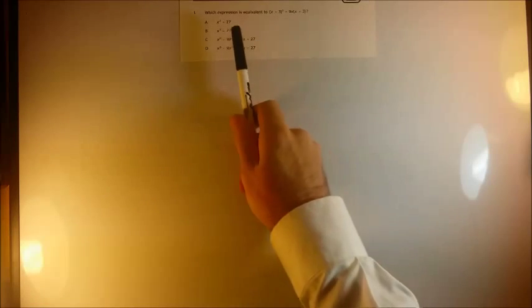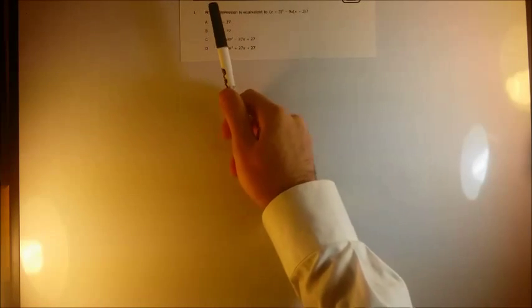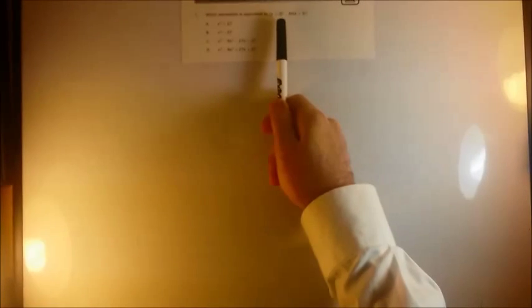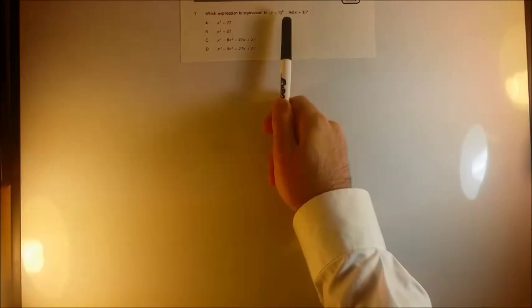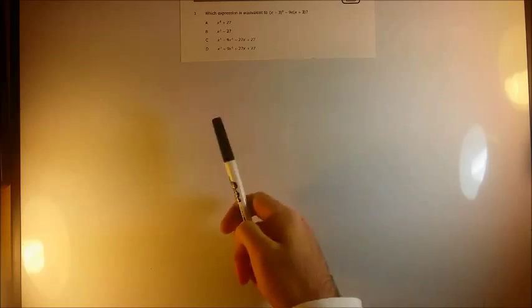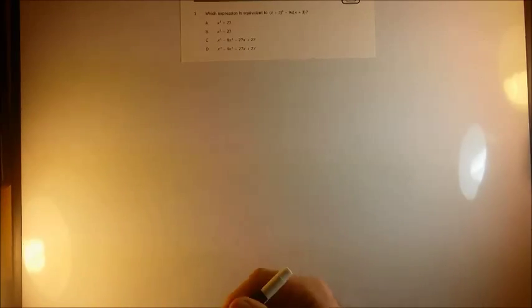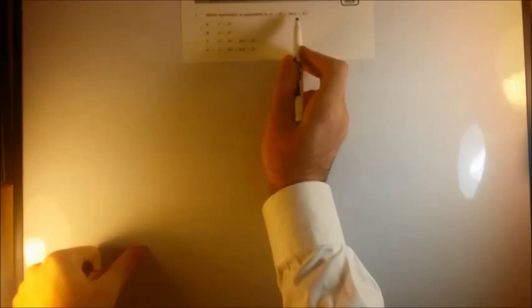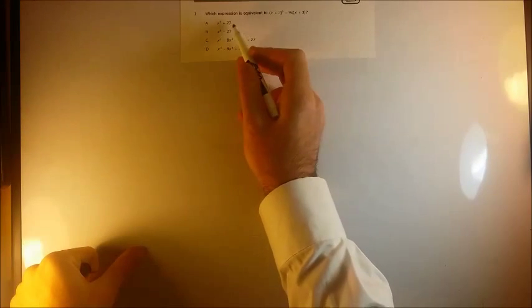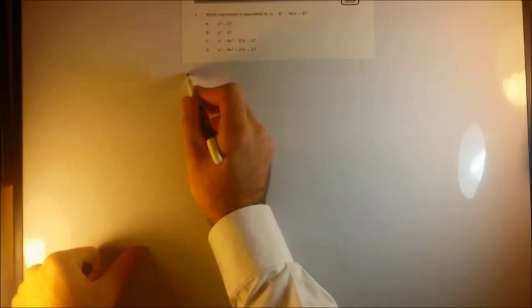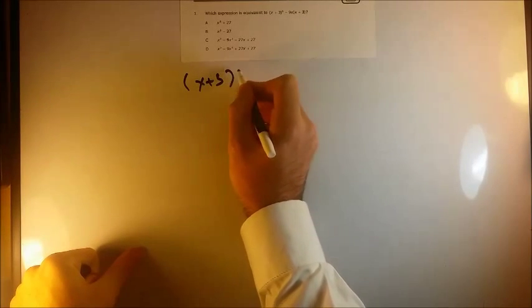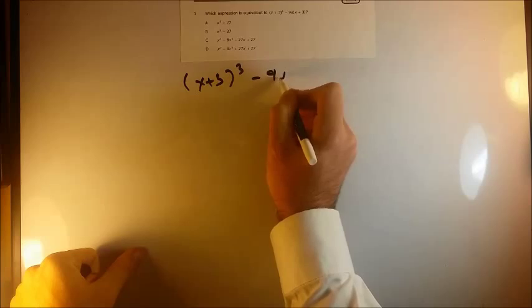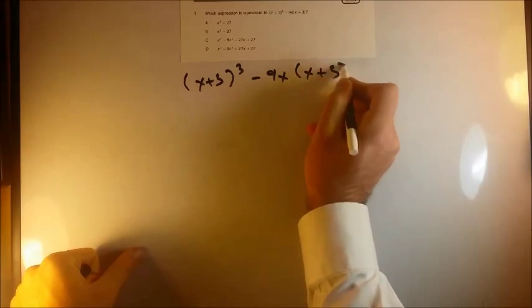Okay, problem number 1. Which expression is equivalent to (x + 3)³ − 9x(x + 3)? There are multiple ways of solving this problem. The first method I'm going to show is, if we simplify this, whatever it comes out to once it's simplified should be one of these expressions. So we've got (x + 3)³ − 9x(x + 3).